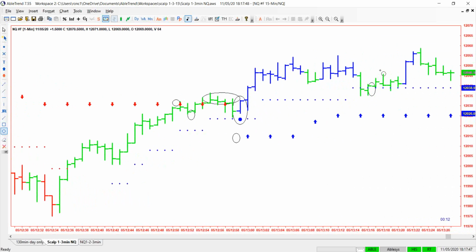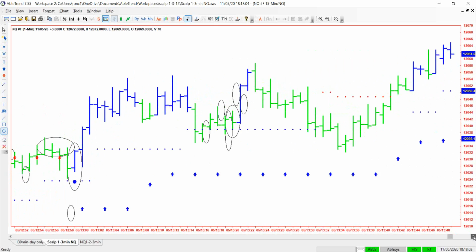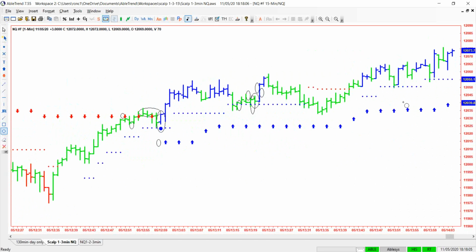Hits the red dot, 2 minutes later, hits your 5 points, winner. Blue dot. Hits the blue dot, 3 minutes later, winner. And if you miss that one, you have another chance right there. Hits the blue dot, closes above it, 1 minute later, winner, another $100. That's the way we do it. Keep it simple. Just bang it out all day.